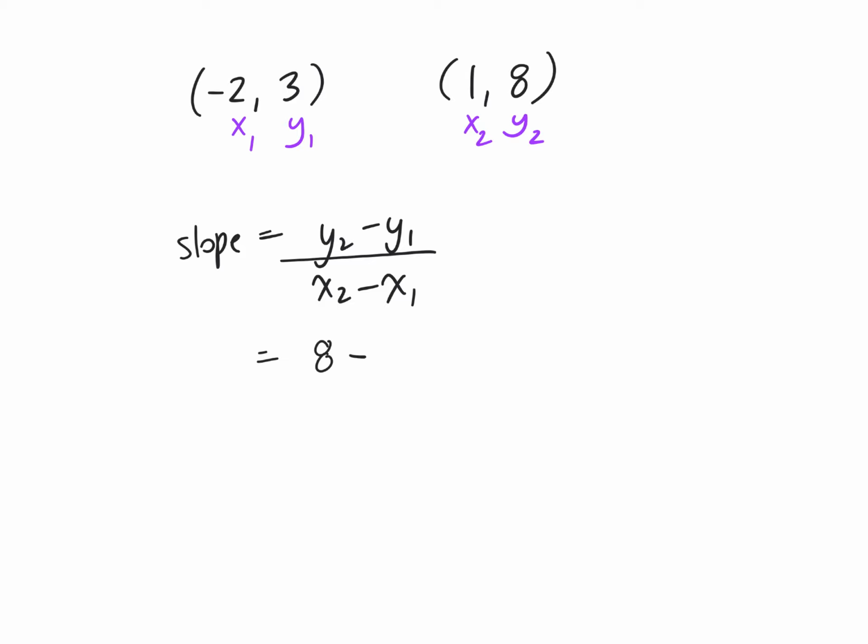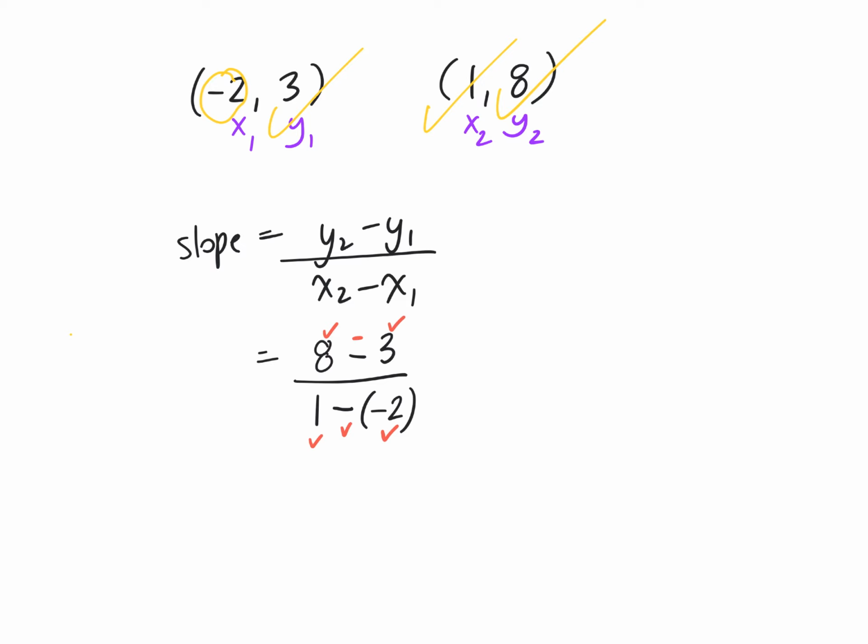So 8 take away, what did I label as y1? So that's y2, what's y1? Good. Take away 3 over, what did I label as x2? 1. Now this is very important. Take away, what did I label as x1? Negative 2. So I have to put that in brackets. Negative 2. Does everyone see what I did there? It's y minus y, and then x minus x.